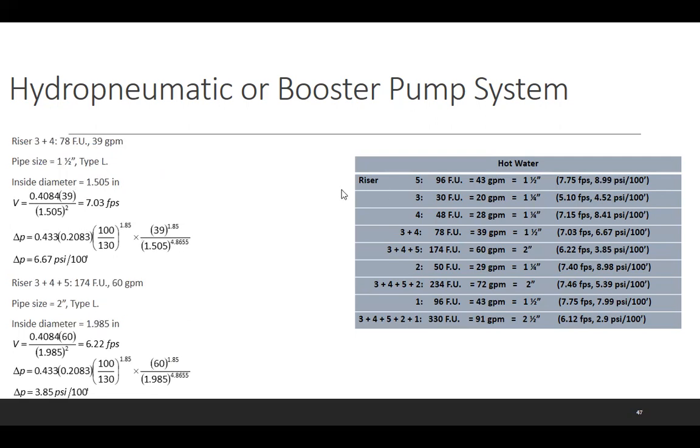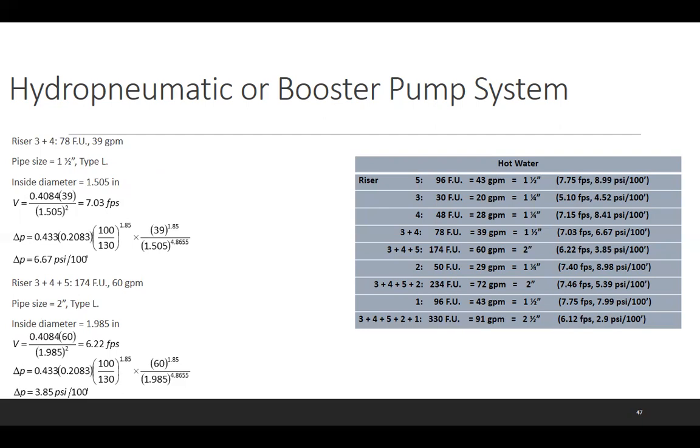Riser 3 plus 4. So, this is now 30 plus 40, 78 FU. Magiging 39 GPM. Pipe size 1 and 1/2, type L. Inch diameter is 1.505. Velocity 7.03. Delta P is 6.67.